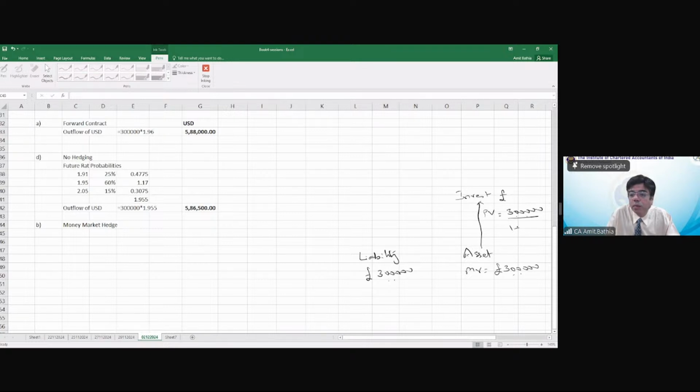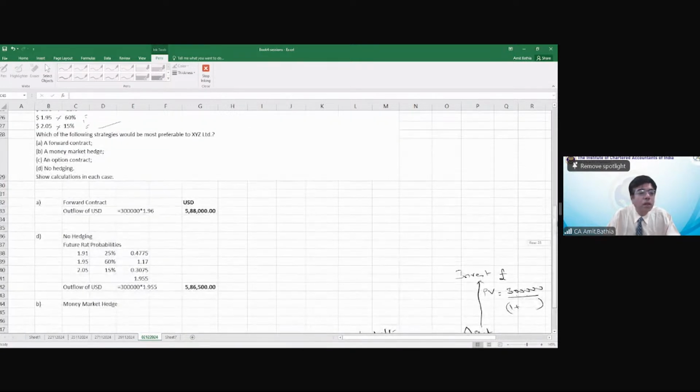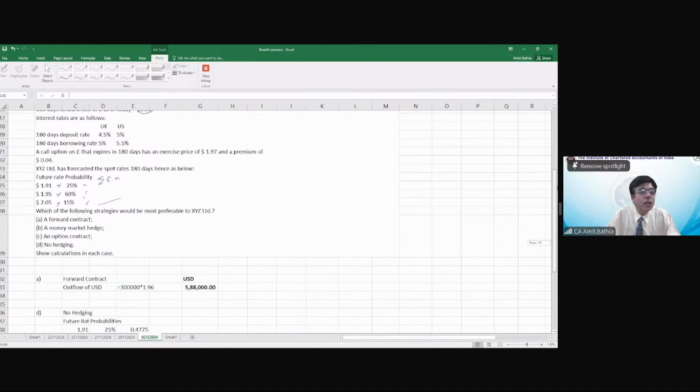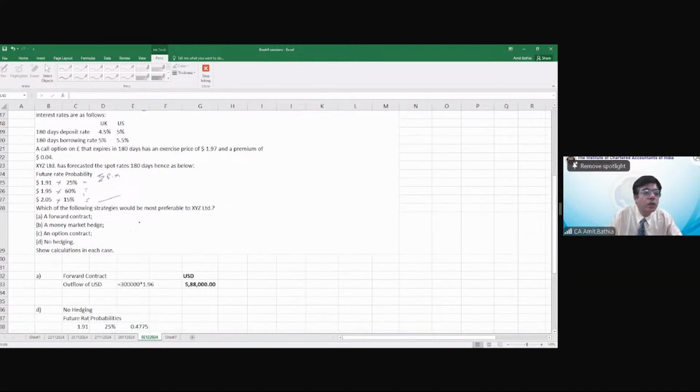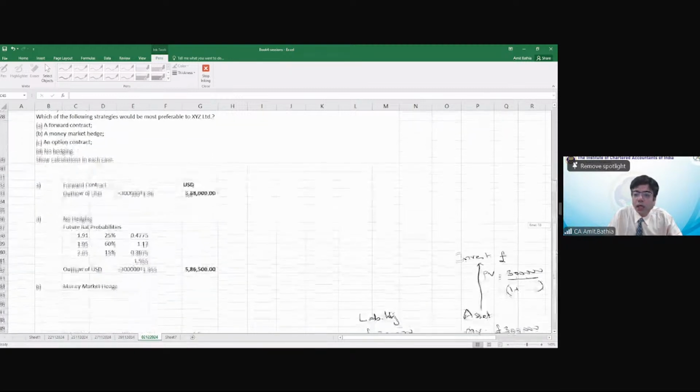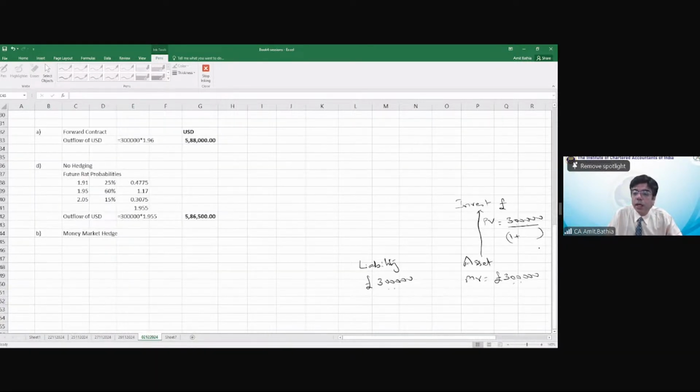divided by 1 plus whatever is the rate of interest that you are going to earn on your investment, right? So what is the investment rate over here? Are we given that in the question? When you invest in pound, that is in UK, how much is the rate of interest? You are going to earn 4.5% in UK. It is given to you over here. This is a 180 days deposit rate. Now, normally, interest rates are always mentioned as per annum.